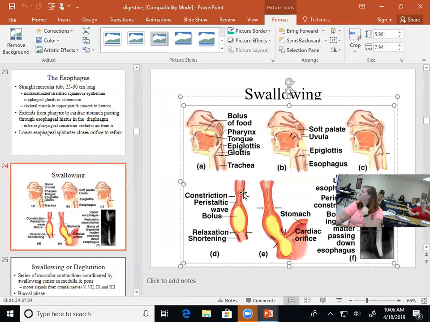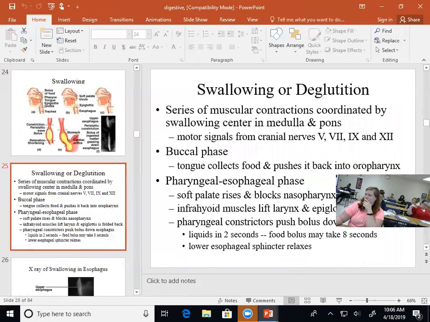So gastric juices can come back up, and things shouldn't go backwards. So it shouldn't happen. So swallowing, the term for swallowing is deglutition.